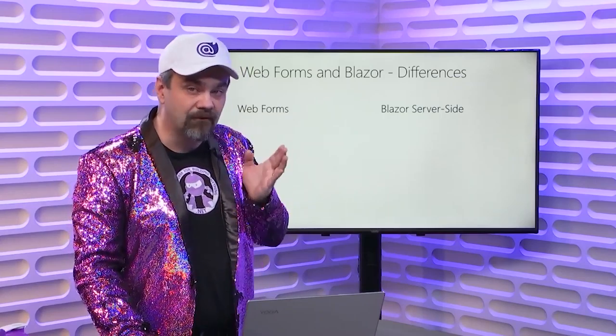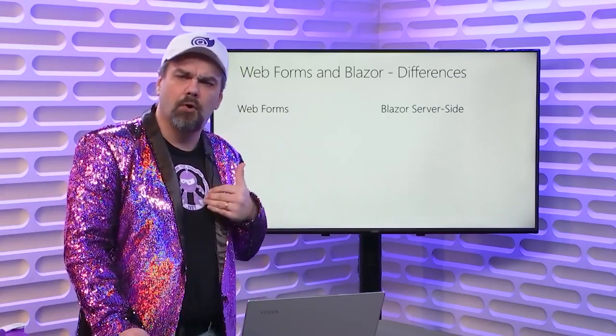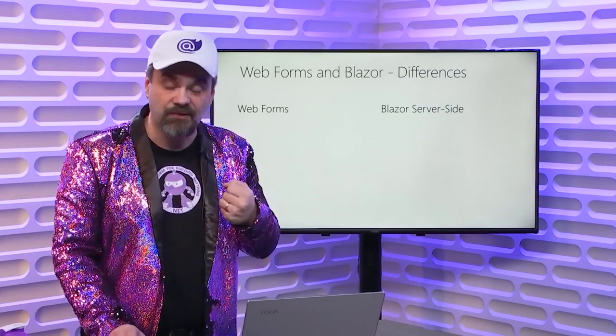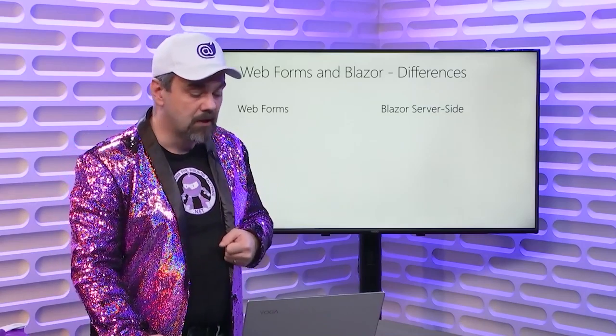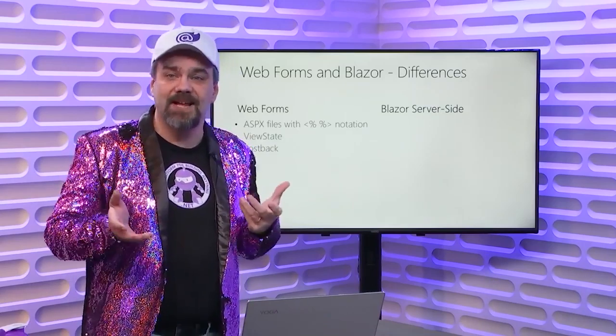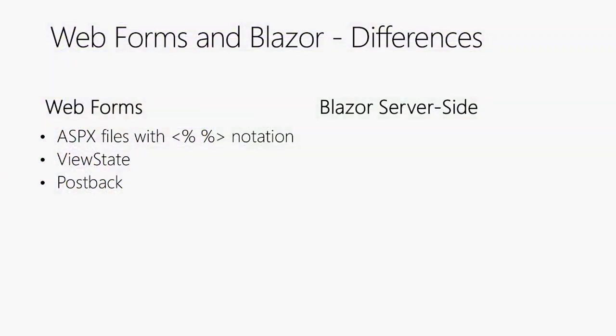Now, the differences. What do I need to know as a web forms developer that's going to change for me when I get to server-side Blazor? Well, in web forms, I've got those ASPX files with the bee sting notation, right? I've got the less than, percent greater than notation, where all my C# or VB code executes. I've got view state, I've got post back. Those are things that I know how to manage, I know how to interact with.